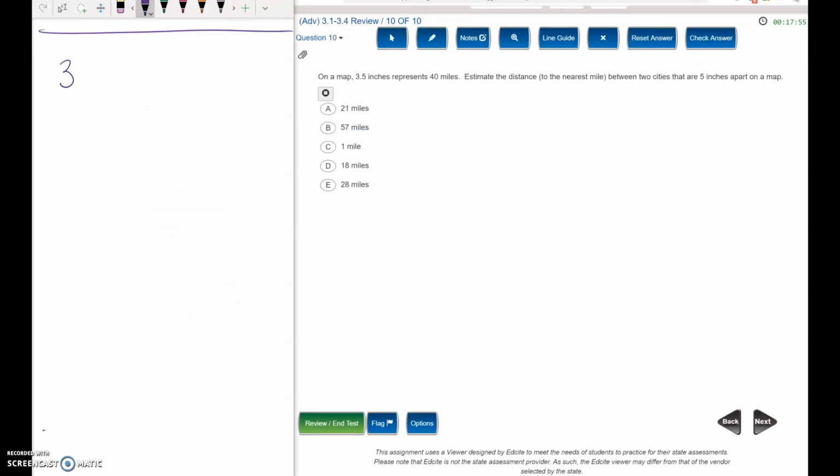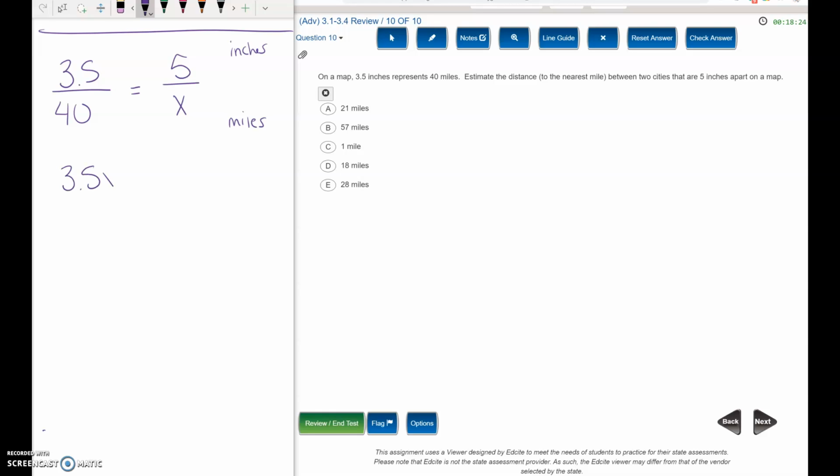On a map, 3.5 inches represents 40 miles. Estimate the distance to the nearest mile between 2 cities that are 5 inches apart on a map. So the top of my fractions is both going to be inches. The bottom is going to be miles. 3.5 is 40 miles. 5 inches is how many miles? Because we have fraction equals fraction, we can cross multiply.